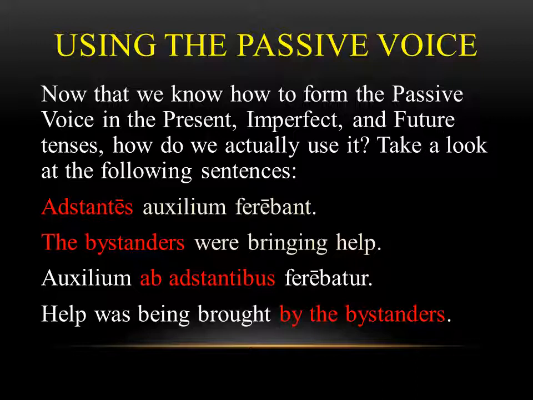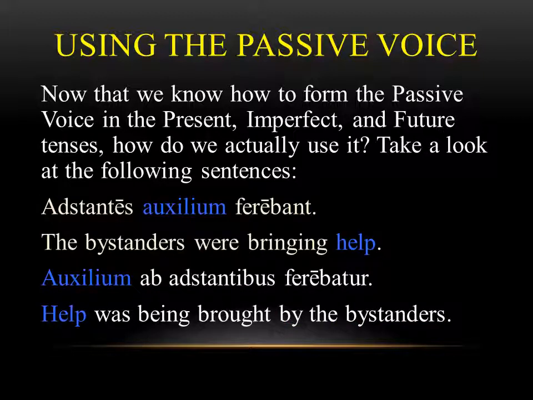So what I'm trying to say is the bystanders are the ones bringing help. But when I make that passive, I'm saying help was being brought by the bystanders. This is our ablative of agent. The person or people actually doing something are the bystanders, but they're not going to be nominative case. They're going to be ablative. So the first step is taking the original subject and making it ablative case, and I use the preposition ab to mean by someone. I'm showing the agency, who actually was doing it.